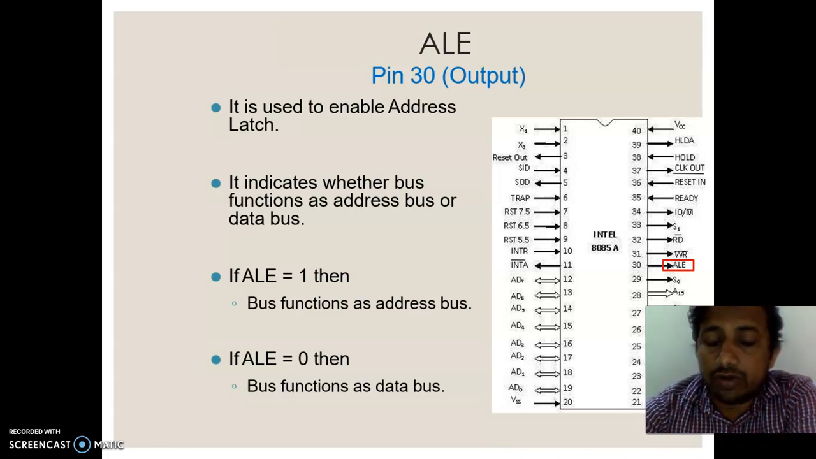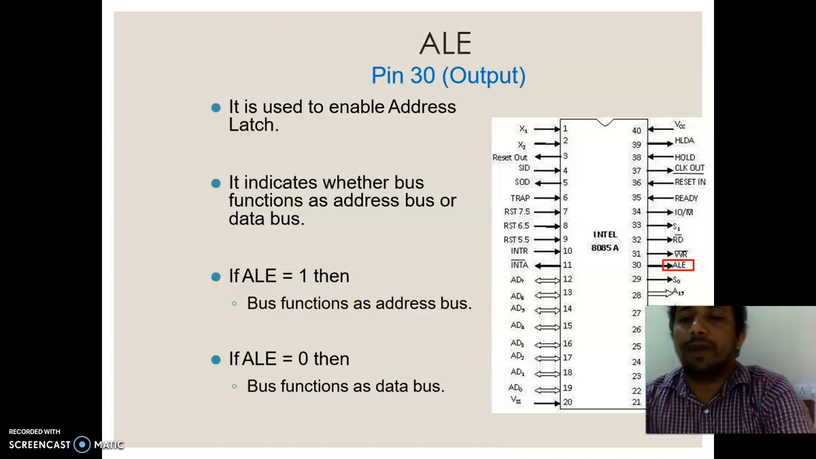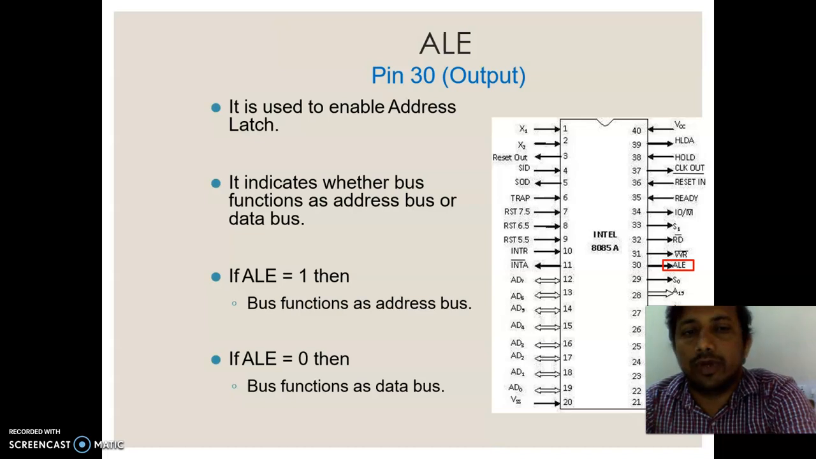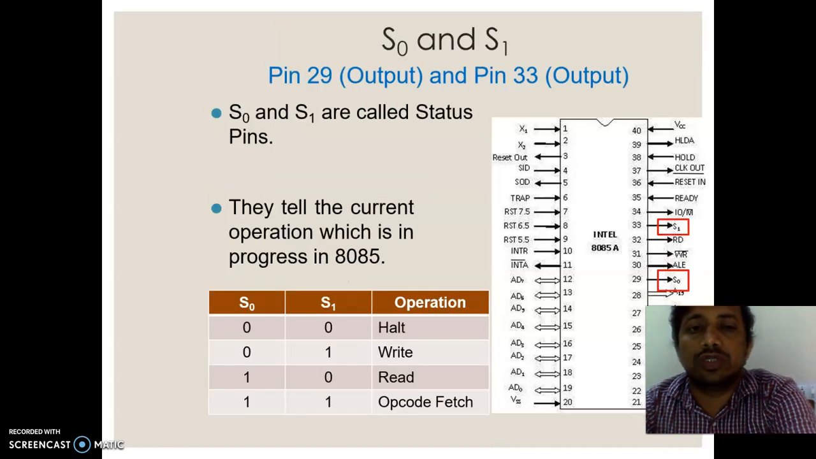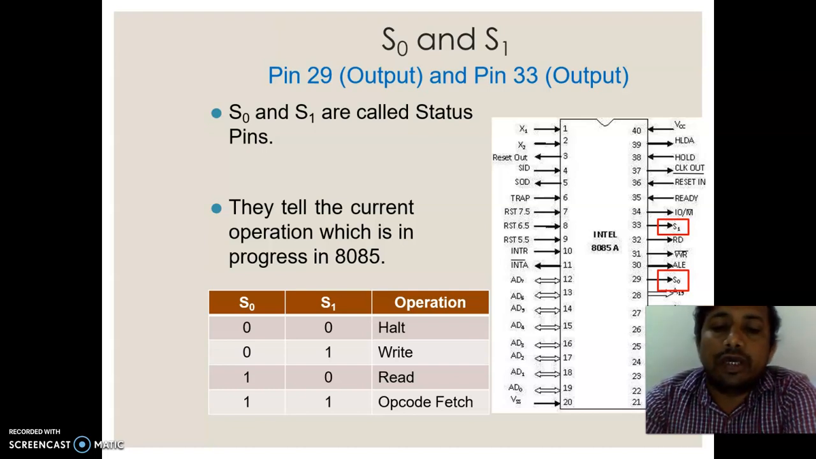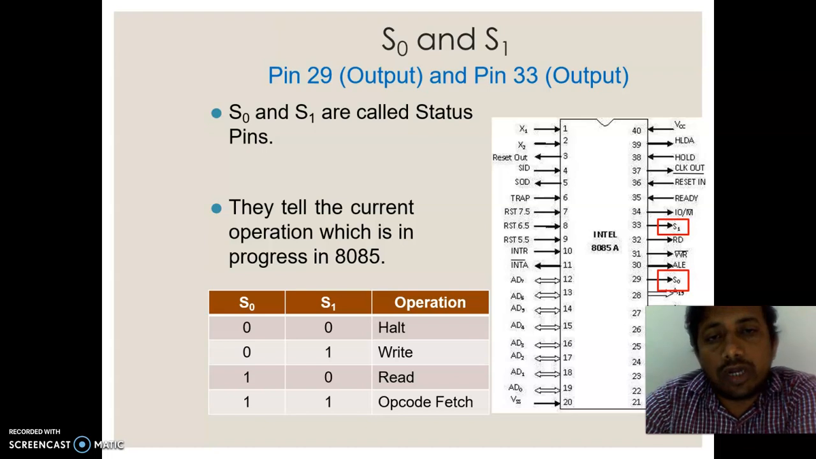Once you pass it on high onto this one, this signal will be passed down to the outer latches that would be storing the address of the memory. A 16-bit address would be stored. And these two lines, along with the memory or IO line, would be giving you the information about the status of the microprocessor, whether it is going for a read operation, write operation, halt, or opcode fetch.